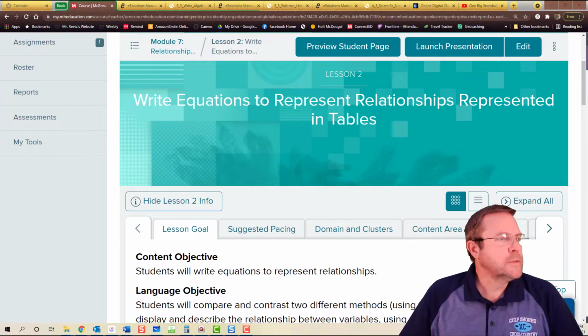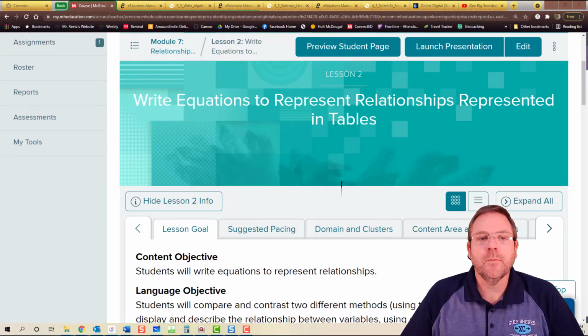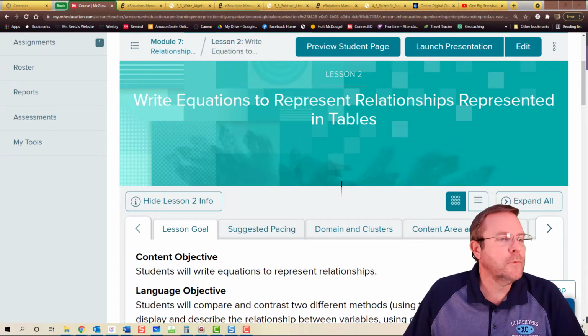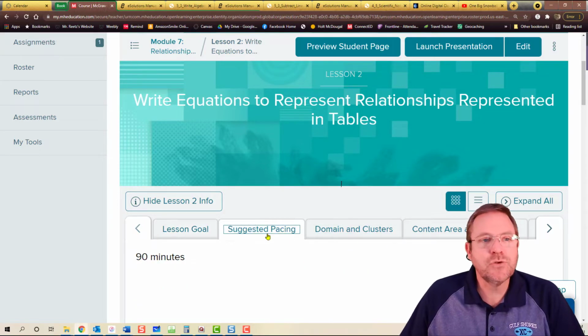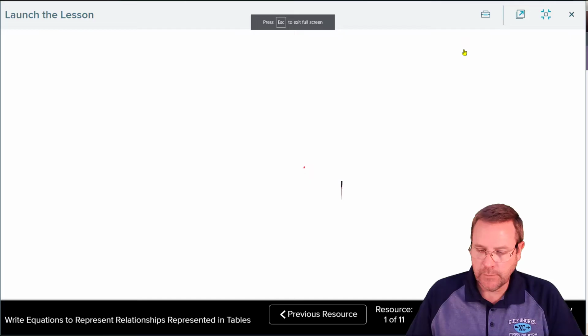Module 7, Lesson 2 deals with writing equations to represent relationships represented in tables. That's an awful lot of representing relationships involved there. The student objective is students will write an equation to represent relationships, and the pacing guide says this should be a 2-day lesson, so let's get started.